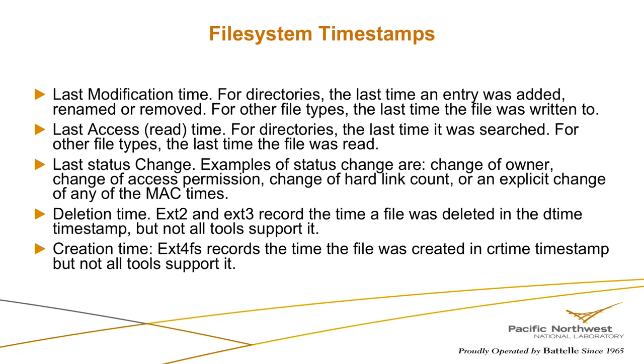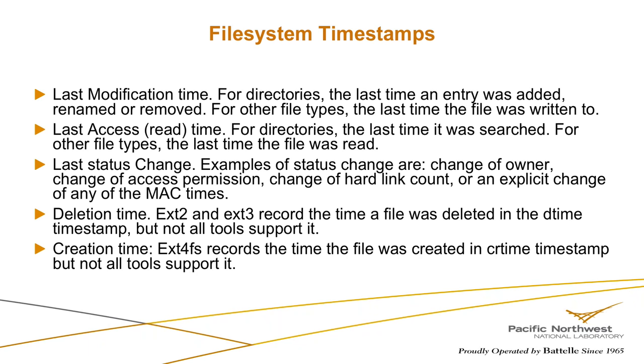A little bit about the timestamps, because we will be talking a lot about time here. When you're talking about a directory, the modification time was when something happened to the directory's entries, like it was renamed or moved or something like that. For a regular file, it's when it was last written to. Last access, or when was the last thing that was read. For directories, when it was searched. For a regular file, when it was opened up and information was read out of it. Status change, basically, we talked about that. Deletion time, I've never really found much of a use for that one, but sometimes that does pop up. Creation time, ext4 records when the file was actually created.